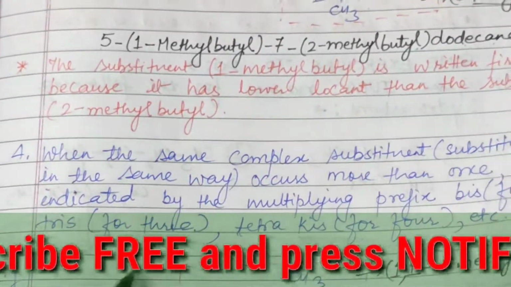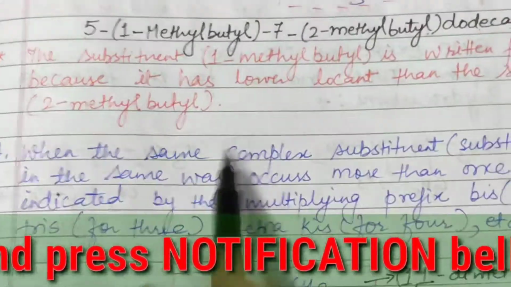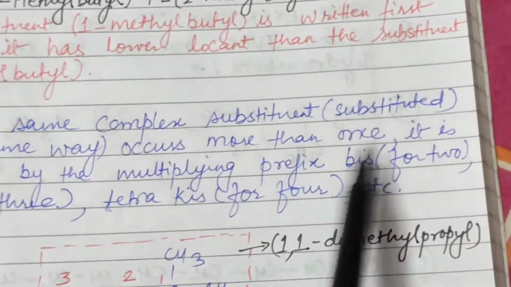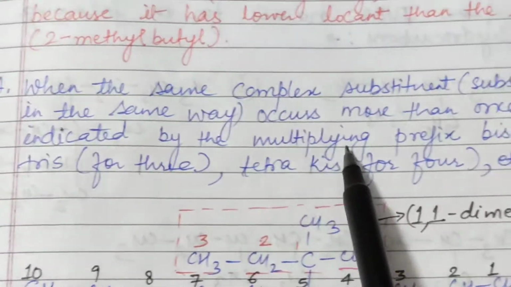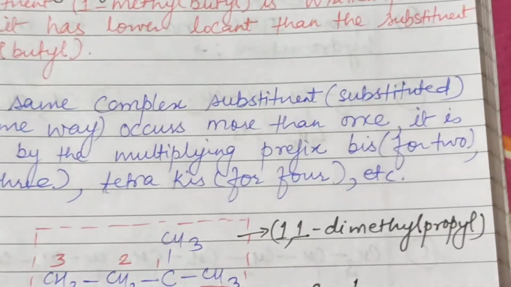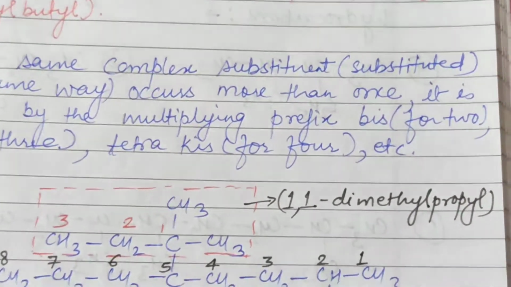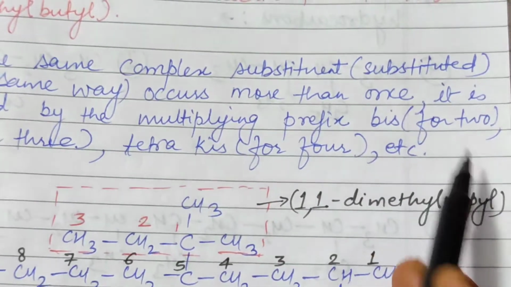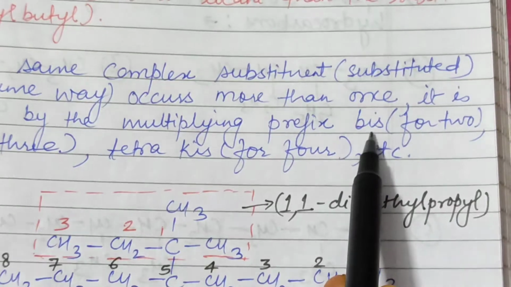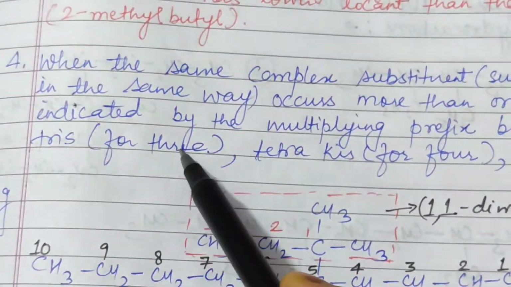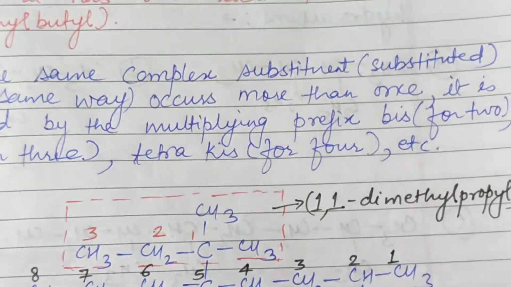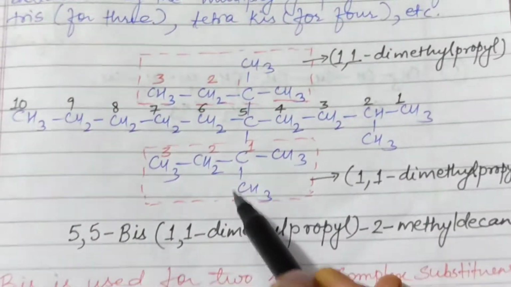Now moving on to the 4th point, that is, when the same complex substituent or substituted in the same way occurs more than once, it is indicated by the multiplying prefix bis for 2. Suppose 2 same substituents are there and it is repeated again for 2 or 3 or 4 times. So if it is repeated for 2 times, you will add bis to it, means you will write prefix bis. Similarly, if it is for 3 times, you will write tris. If it is 4 times, then you will write tetrakis, etc. Okay, one example I have taken here.